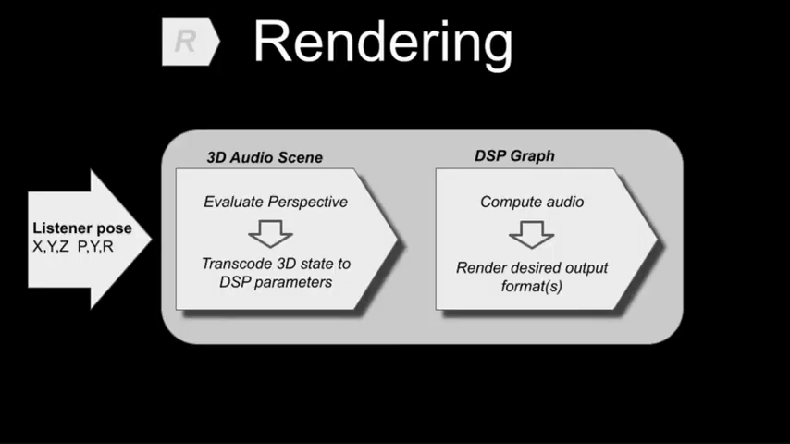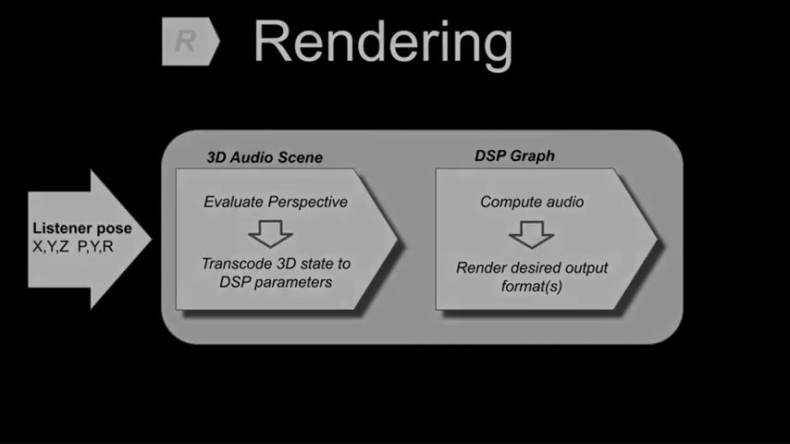Rendering is done in two stages. Changes to the geometric state are computed and then translated into corresponding DSP parameter changes. Our system renders output streams in standard and custom formats such as binaural, high-order ambisonics, Satisphere 31-channel, VBAP, etc. The output can be split into separate near-field and far-field streams, as we do in the dual rendering example.